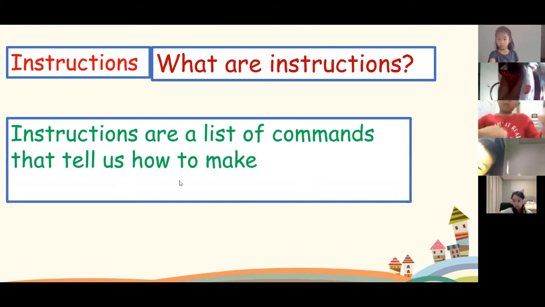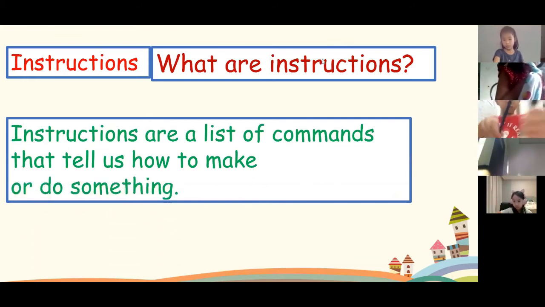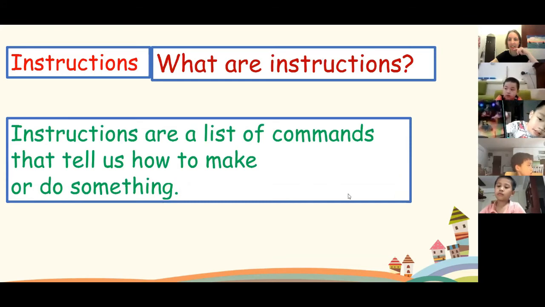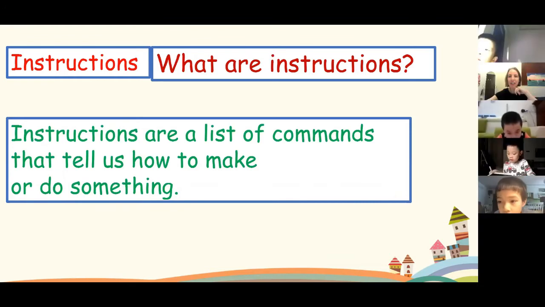What is this movie? Show me. Did you see it's fun movie? No, what movie is it? That movie is, I'll show you the letters. Okay. Bumblebee. Oh, Bumblebee, cool. Okay, so can you read for me the green writing? Okay. Instructions are a list of commands that tell us how to make or do something.